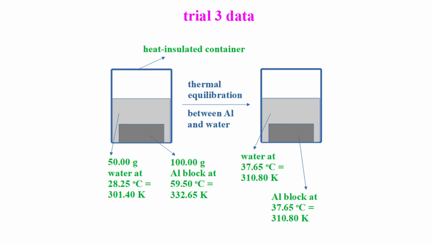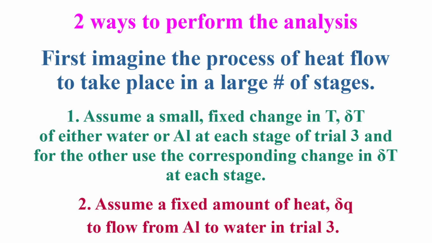Clausius noticed that a numerical pattern exists in the data only if Kelvin temperature is used instead of degrees Celsius. So, it is critical to first convert the initial temperatures and the final temperature from degrees Celsius to Kelvin. The final temperature in trial 3 is 37.65 degrees Celsius, equal to 310.80 Kelvin. The analysis is performed by imagining the overall process to consist of many stages.